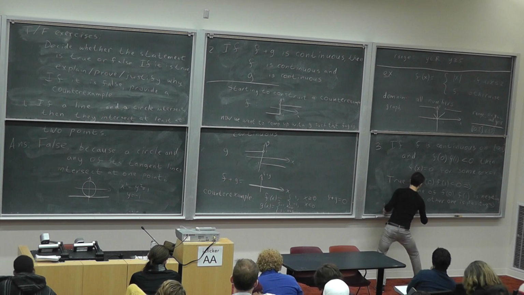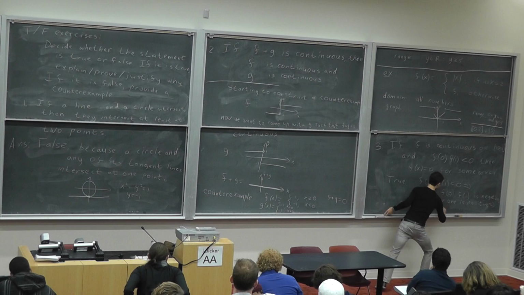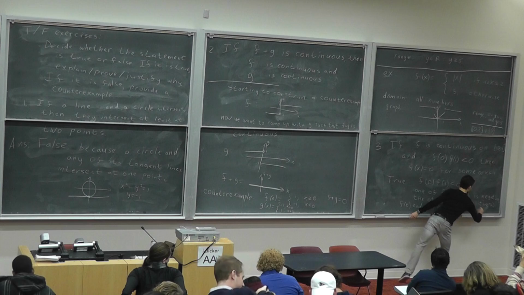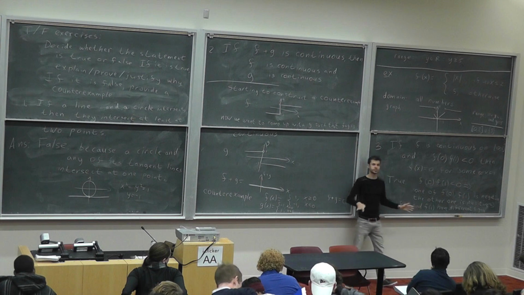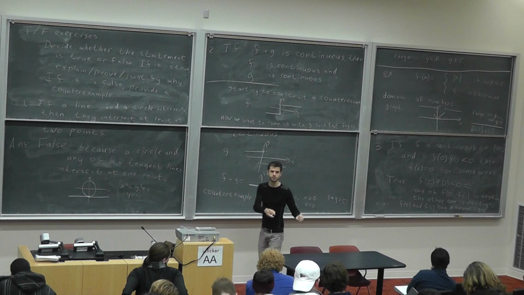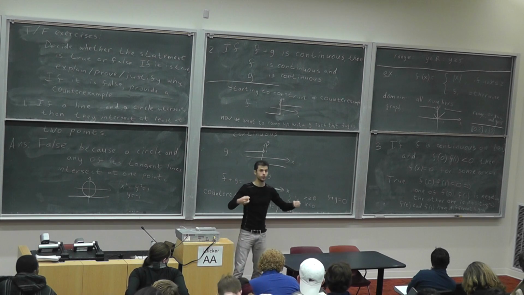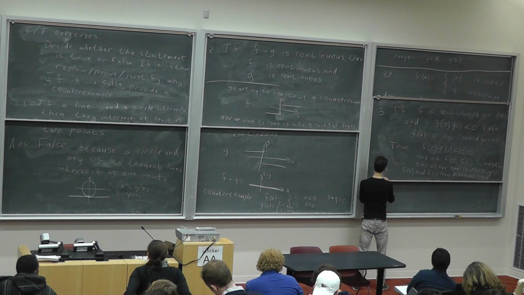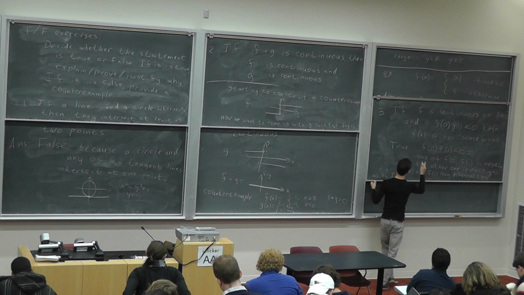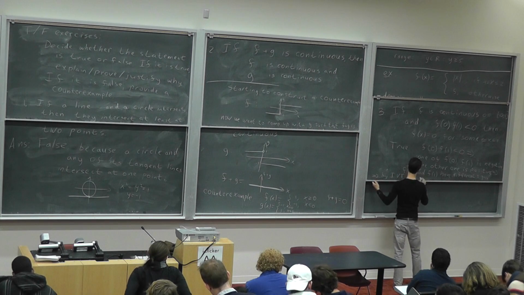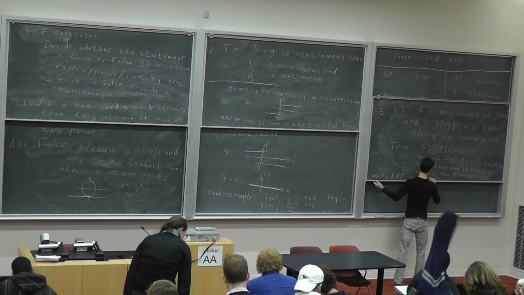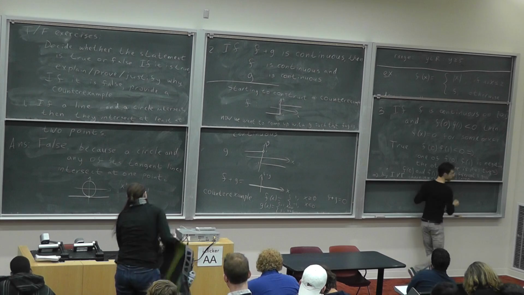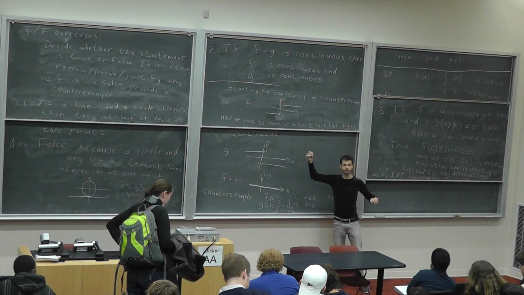So f of 0 and f of 1 have different signs. We have no idea which one is positive, which one is negative, but one of them must be positive, the other one must be negative, in order for the product to be negative. And then, by the intermediate value theorem, the statement is true. There is x between 1 and 0 such that f of x is equal to 0, because f is continuous and the values at the endpoints are different.